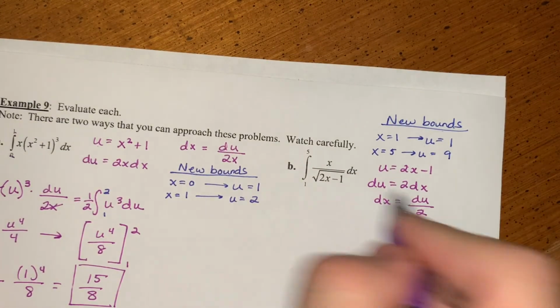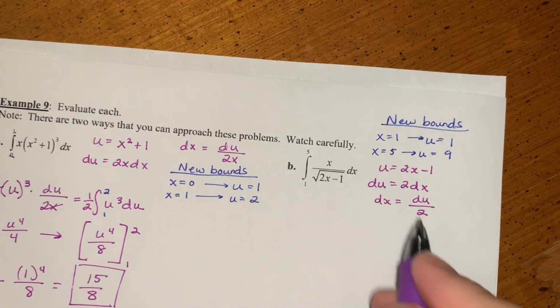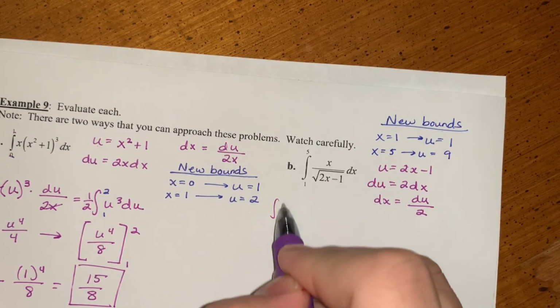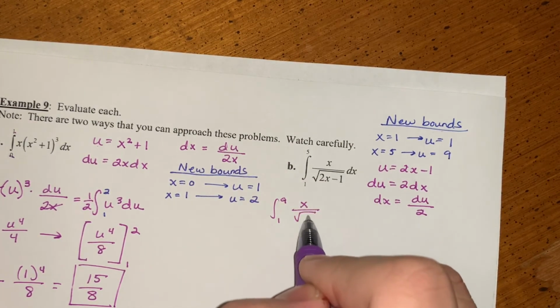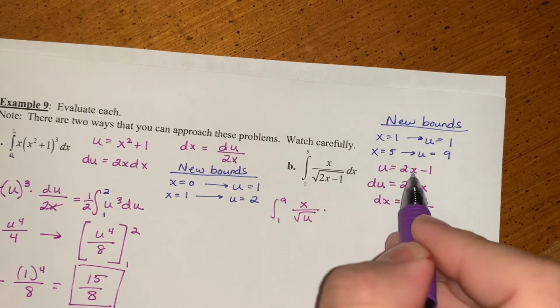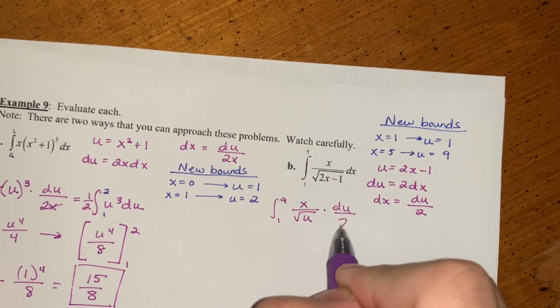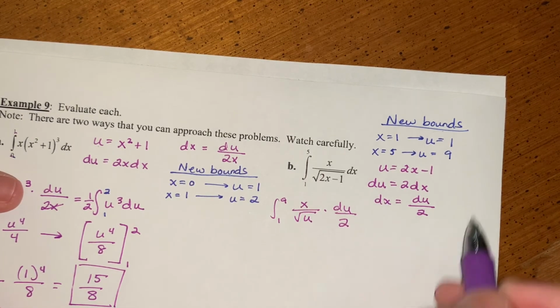So I'm going to do my substitutions. I have the integral from 1 to 9, and then I have x over the square root of u times du. Well, dx is now du divided by 2. Oh, crap. My x's don't cancel. Can I manipulate my u to get x by itself nicely? Yes.